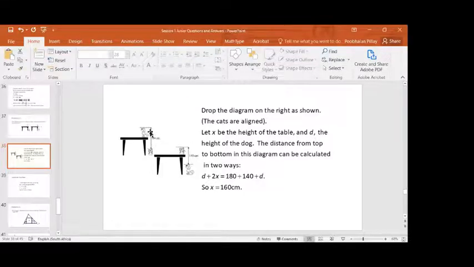All right, so you got D plus 2X. D is the height of the dog, D plus X plus X. So you get D plus 2X is the entire height from here to here. But you can calculate the entire height in another way by looking at this height from here to here, right? And adding the 140 from here to here. And then adding the height of the dog, see? Because you got 180 plus 140, right?